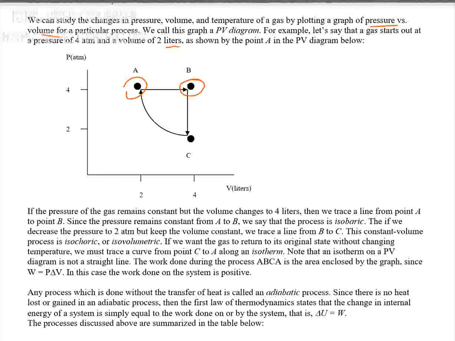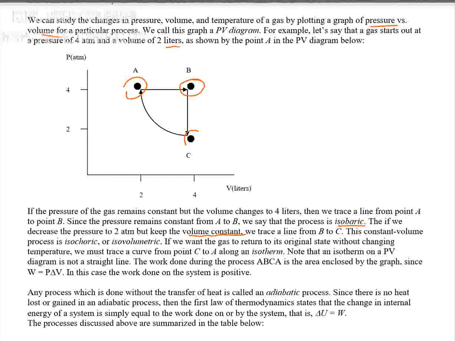The arrow A to B indicates the expansion of the gas from 2 to 4 liters of volume. And since the pressure is constant from A to B, we can say the process is what? Isobaric. Therefore, an isobaric process is a thermal process at constant pressure. Then, if we decrease the pressure to 2 atmospheres, but keep what? The volume constant, that means B to C.